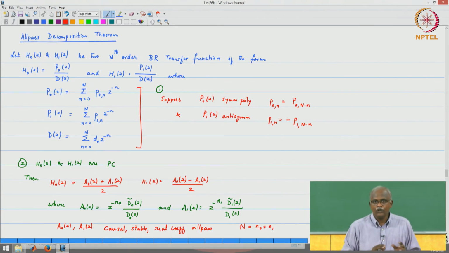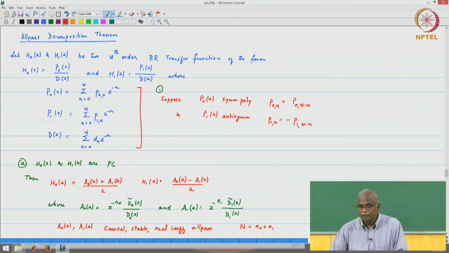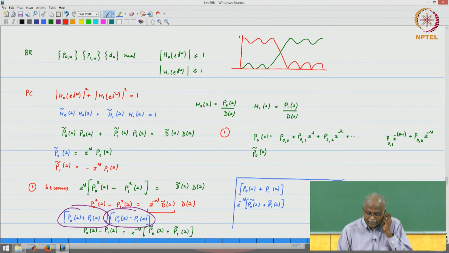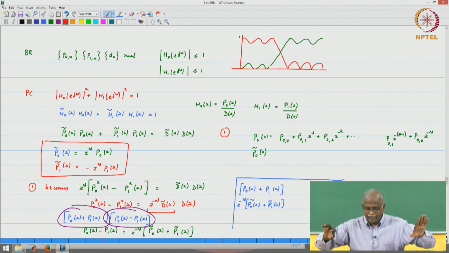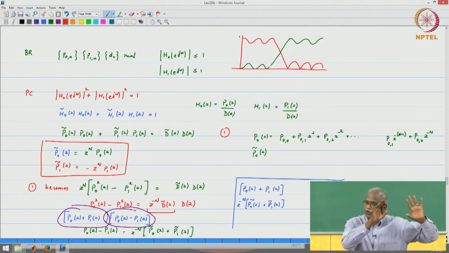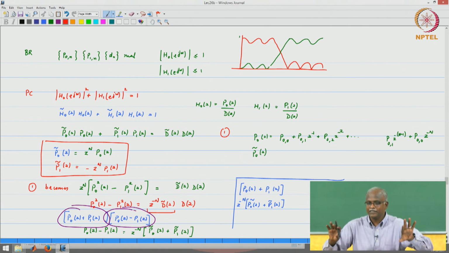Okay, any questions on the all pass decomposition that we have developed? The symmetry basically comes in this part, the symmetry and the anti-symmetry. That is what helps us do the factorization. Otherwise, you would have gotten H naught squared plus H1 squared. When you get them as differences, then you can get the sum and difference of the all pass functions.